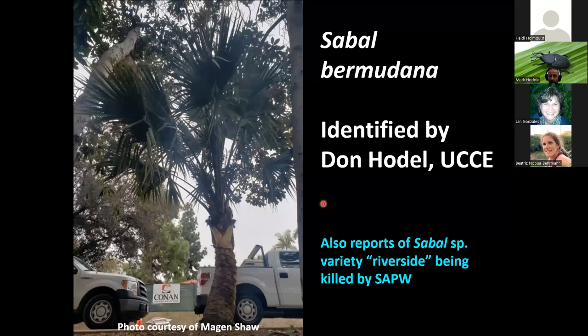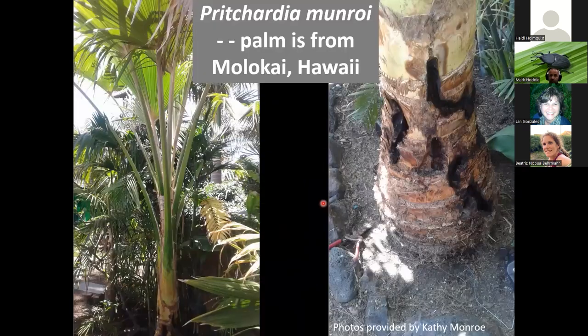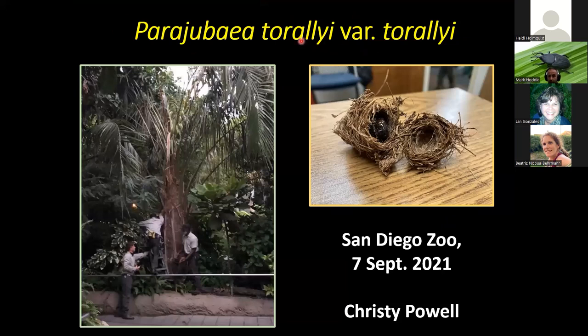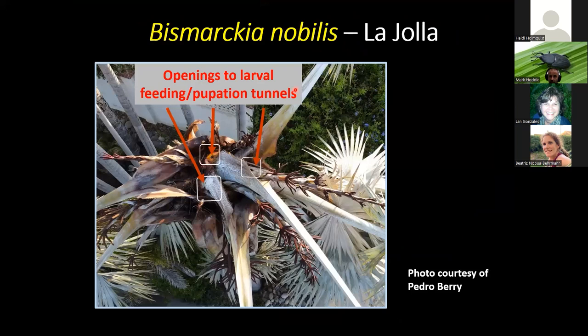Sable palms have been attacked and killed by South American palm weevil. Pritchardia monroi, a palm native to Molokai in Hawaii, planted in urban areas here in Southern California, is also vulnerable to attack. I'm just going to zoom through this because I don't have enough time to deal with it all. Pritchardia minor, another species that's been attacked and killed at Balboa Park. Parajubaea species as well, also attacked and killed by South American palm weevil.